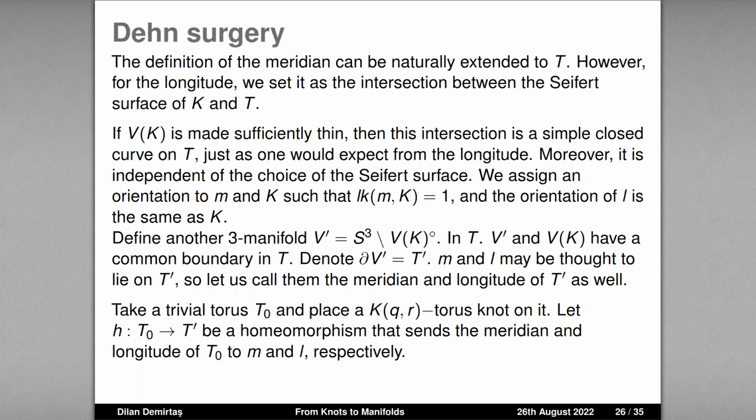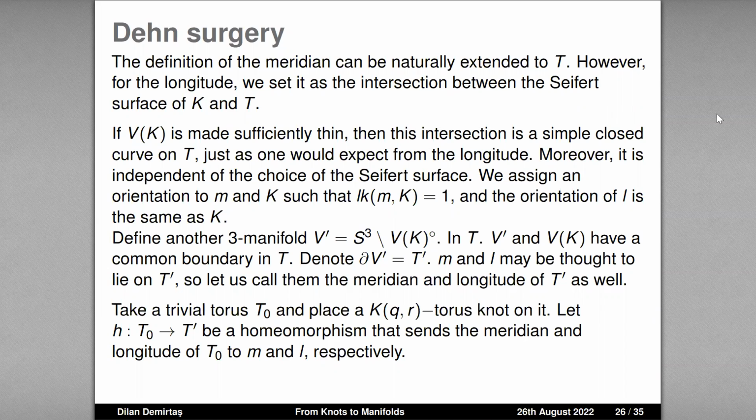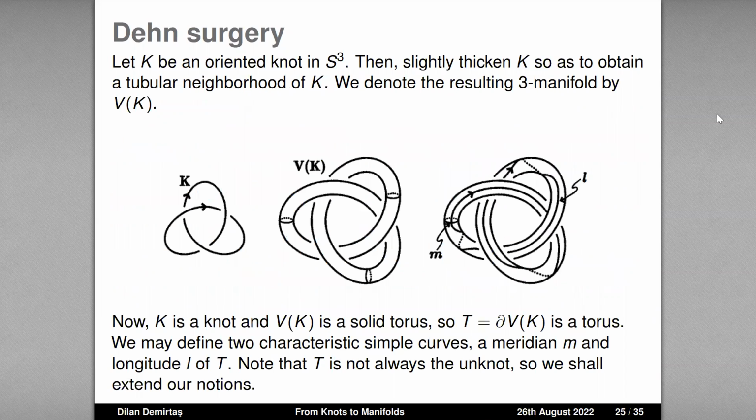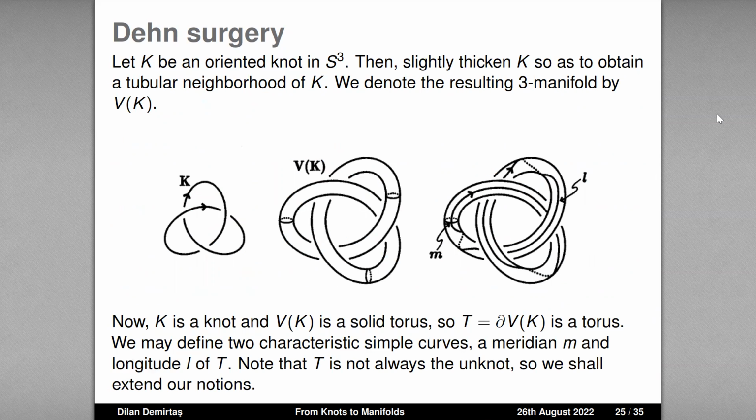Then we assign an orientation to the meridian and the knot K such that their linking number is 1. And the orientation of the longitude will be the same as the knot K. Then we define another 3-manifold. Remember, why are we doing this? We need to create a manifold from a knot K.